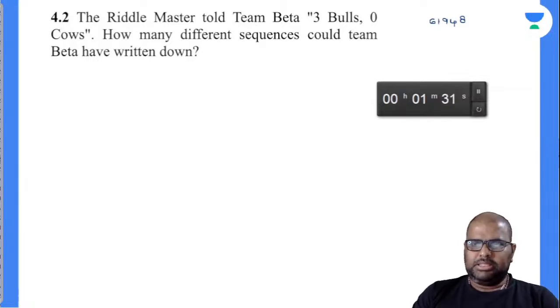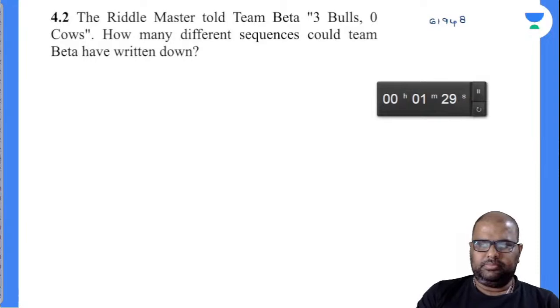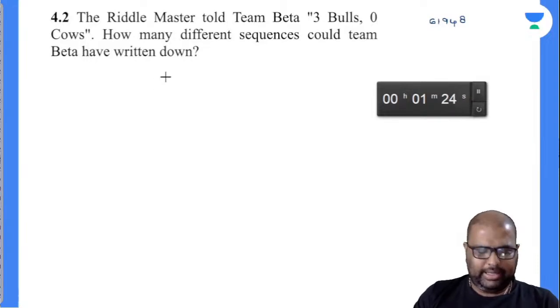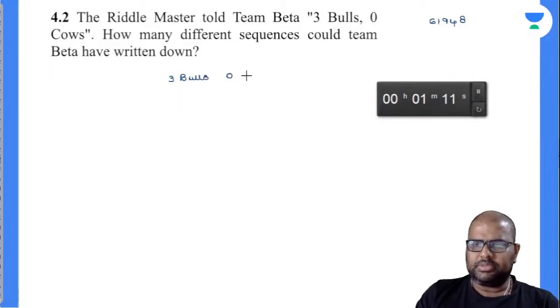The riddle master told team beta 3 bulls and 0 cows it seems. Yes, Shubham, I'll do it, right? One by one, I'll do all those things. I'll complete this permutations and combination, then I'll go for arithmetic one.